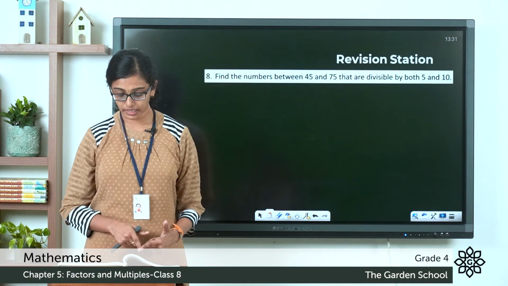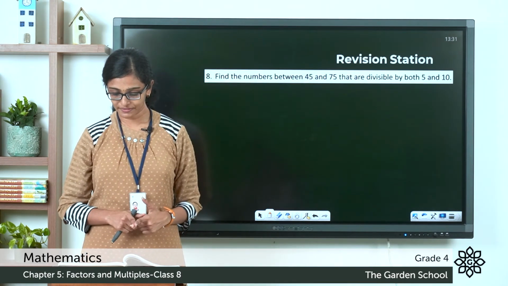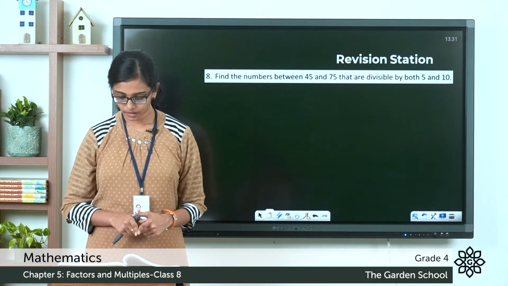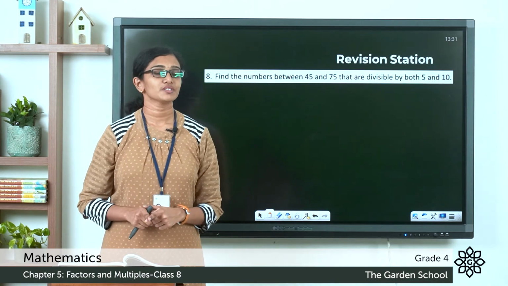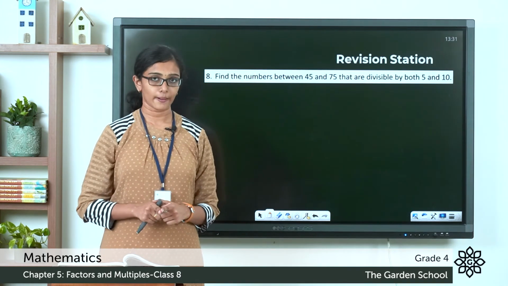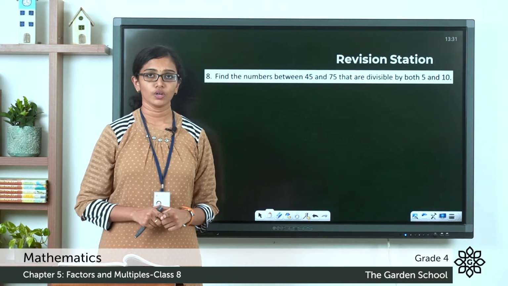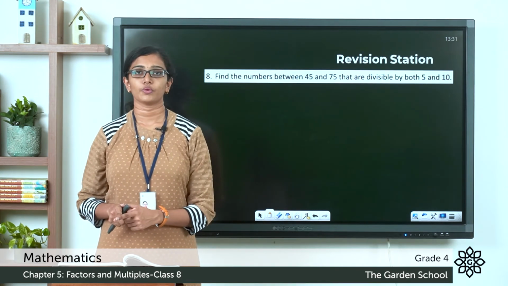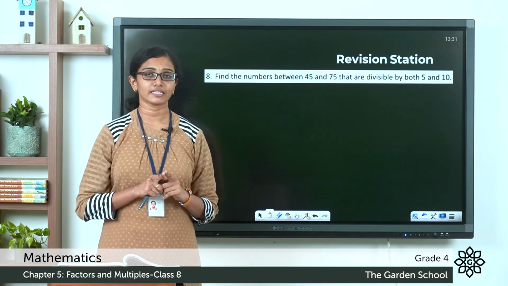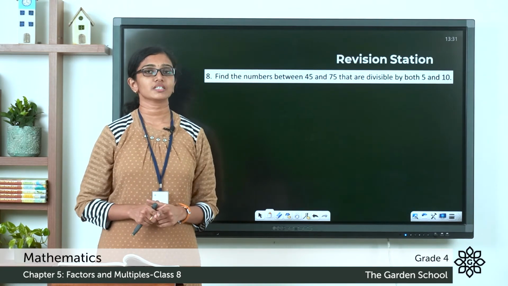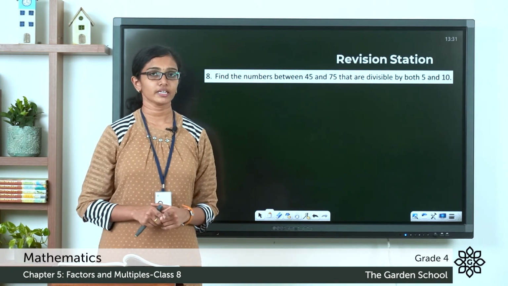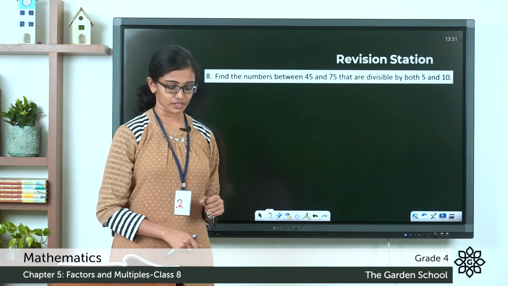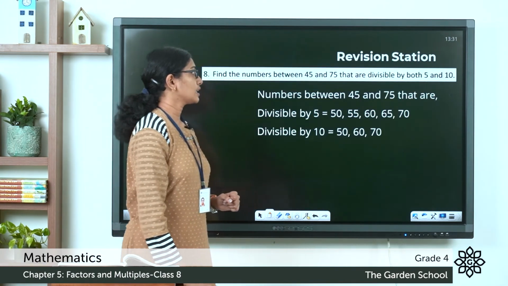Find the numbers between 45 and 75 that are divisible by both 5 and 10. So, we have learned the divisibility rules of 5 and 10. For a number to be divisible by 5, the ones digit should either be 5 or 0. And for a number to be divisible by 10, the ones digit should be 0, right? So, let's see the numbers between 45 and 75 that are divisible by both 5 and 10.